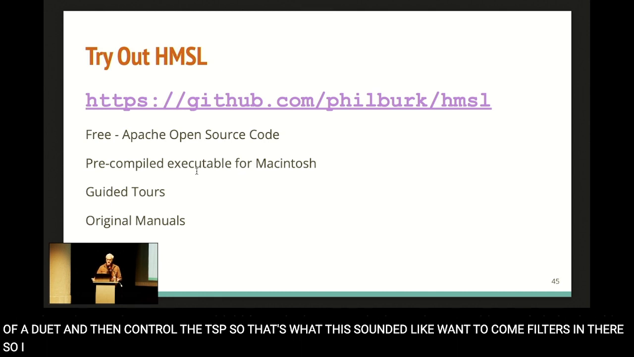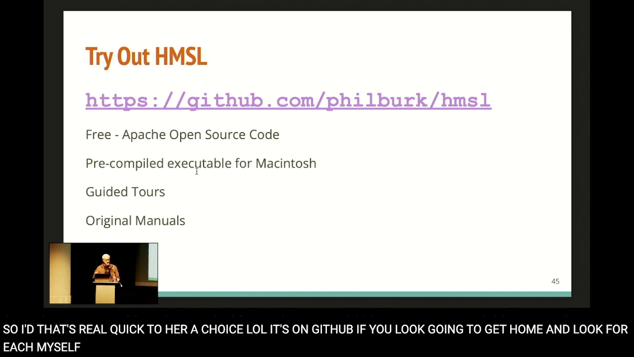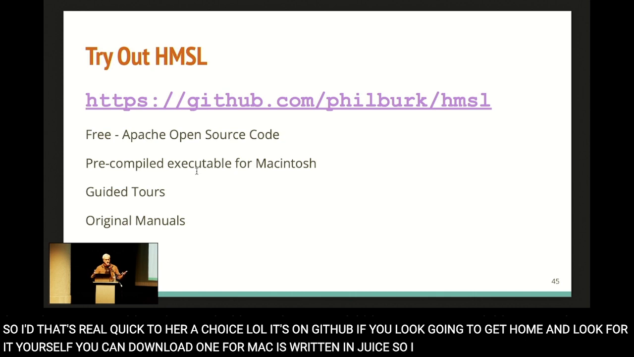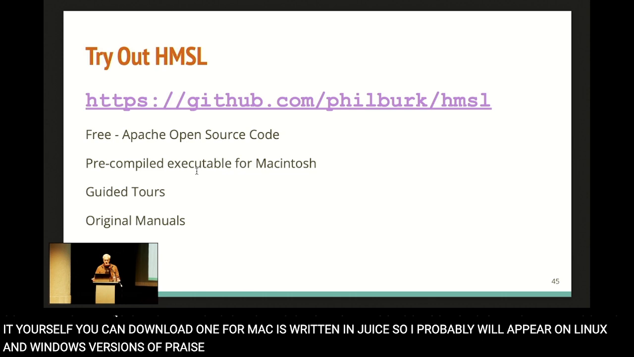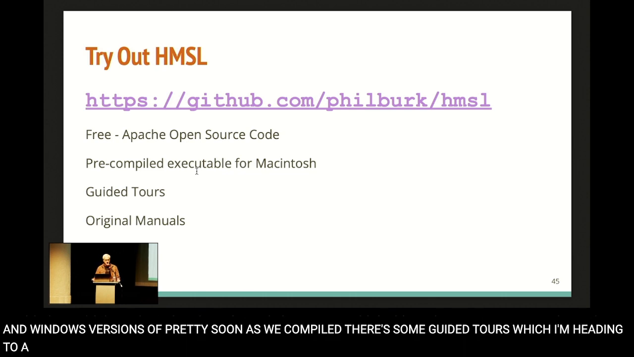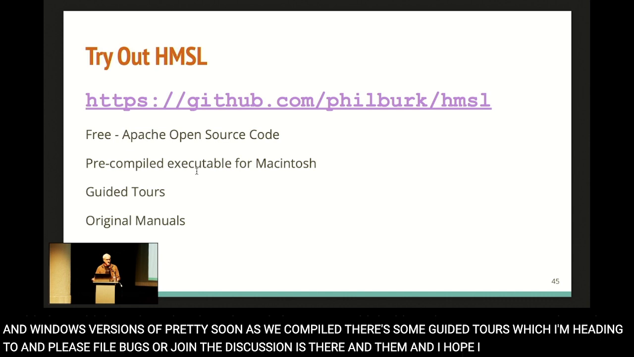So that's a little quick tour of HMSL. It's on GitHub. If you go on GitHub and look for HMSL, you can download one for Mac. It was written in JUCE, so it will probably appear on Linux and Windows versions pretty soon. It's precompiled. There are some guided tours, which I'm adding to, and please file bugs or join the discussions there. And anyway, I hope you enjoy it.